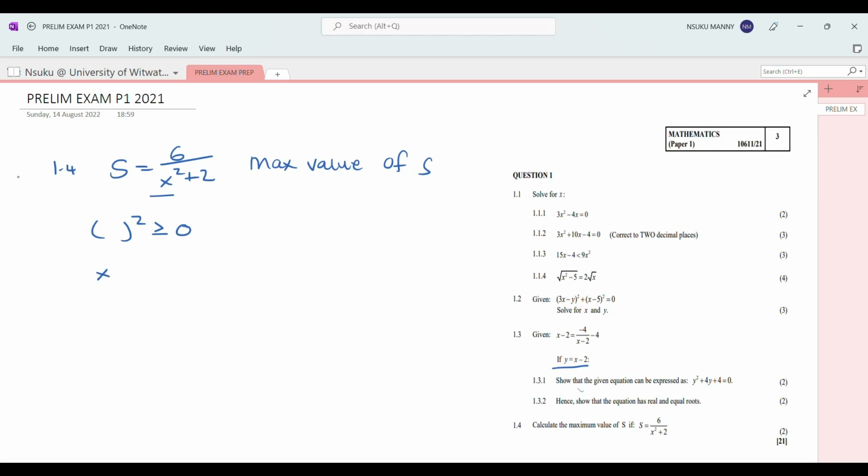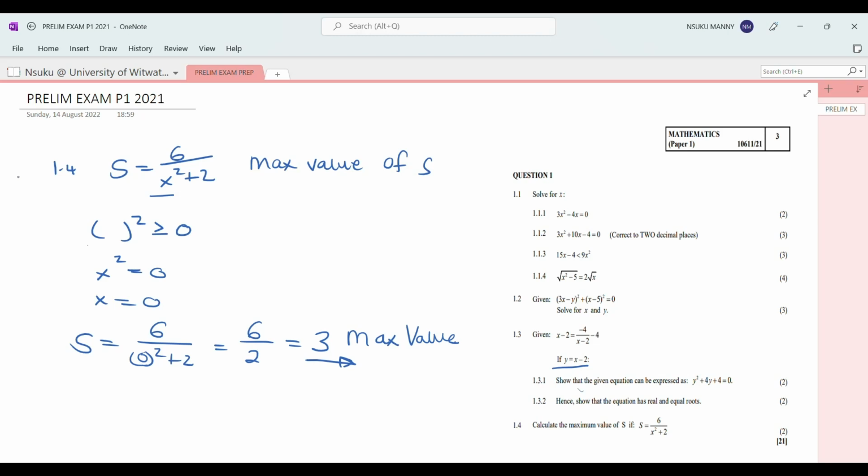So now, for it to make sense, we're going to say x squared has to be equal to 0. So that means x is equal to 0, right? So s will be equal to 6 over 0 squared plus 2. And knowing that, we're going to say s is equal to 6 over 2, and that will give us 3. So 3 is basically the max value. 3 is the max value. So we had to go back to our mini trick here that says whatever is squared inside a bracket will either be greater or equal to 0 in order for us to solve this one. So that's a very good trick to know. It helps you solve a lot of questions.